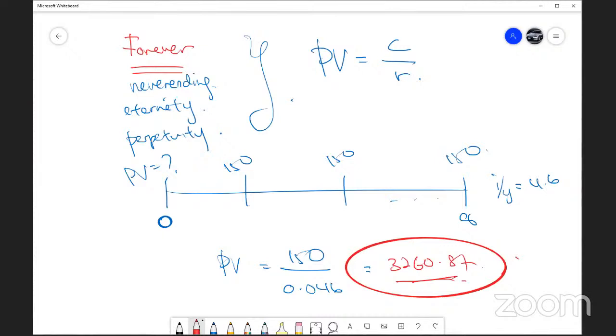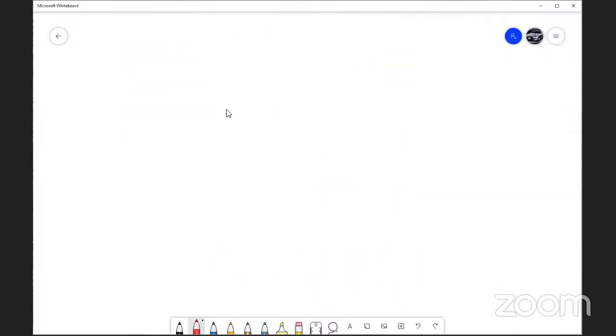So perpetuity done. The next one is definitely present value with multiple cash flows. They're telling you here, Connolly has identified an investment project with the following cash flows.